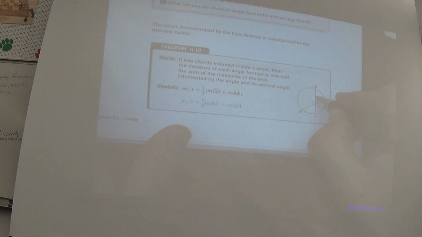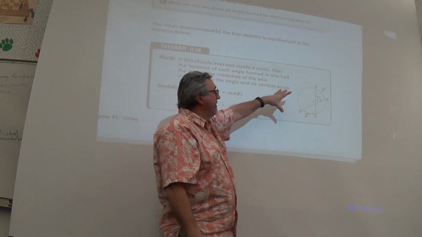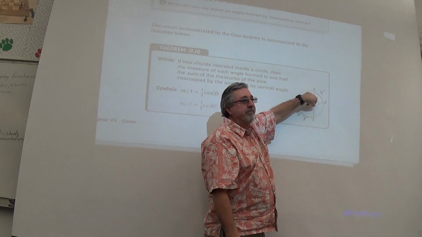So the measurement of angle 1, right here, would be equal to this arc here plus this arc here divided by 2. So the measurement of this angle would be the measure of that arc plus the measure of that arc divided by 2. So it's basically the average of its intercepted arcs. Because there's two arcs, you're dividing by 2, right? So you're taking the average measure of the arcs.